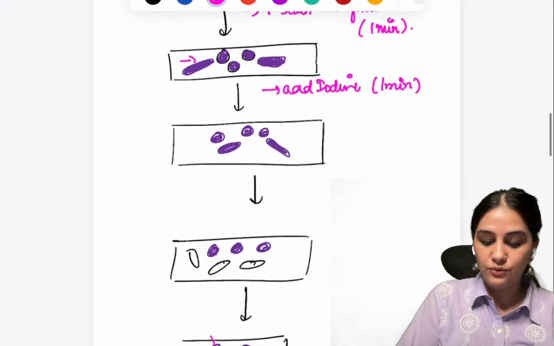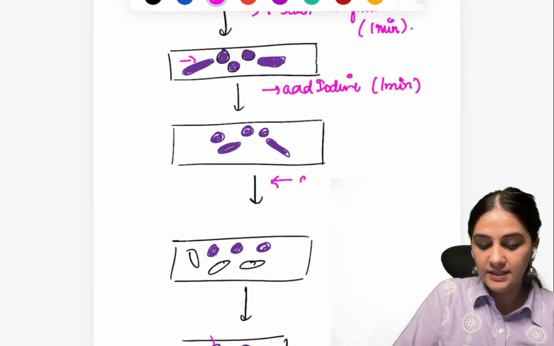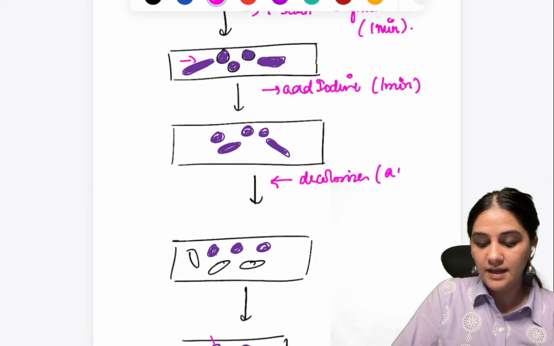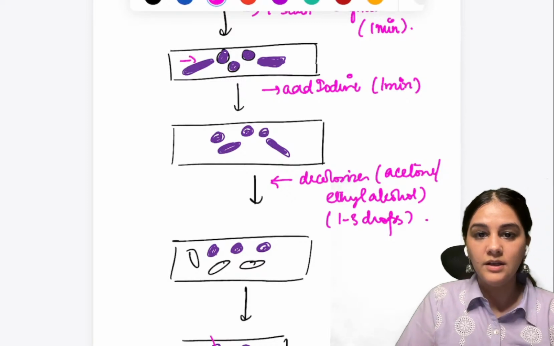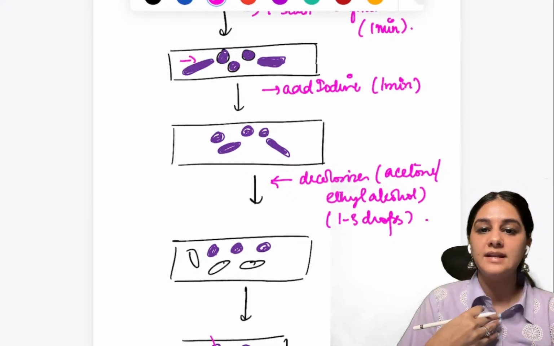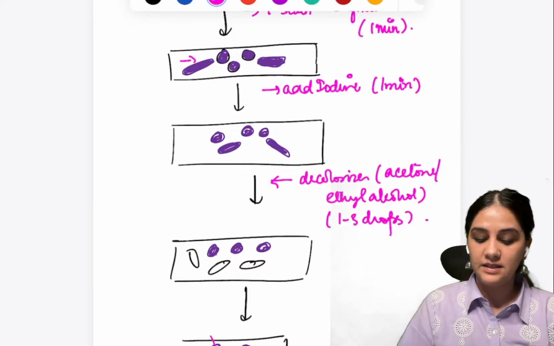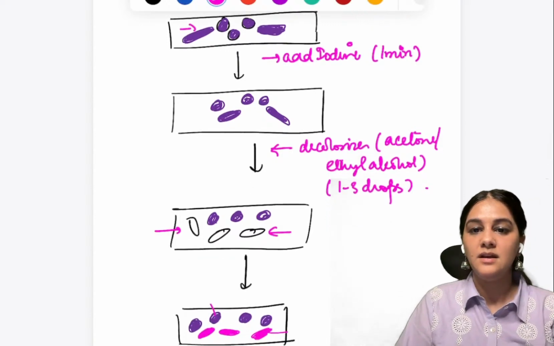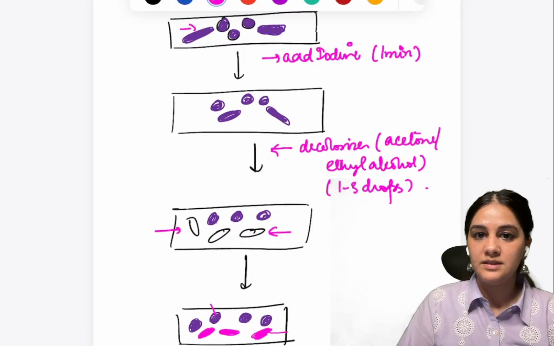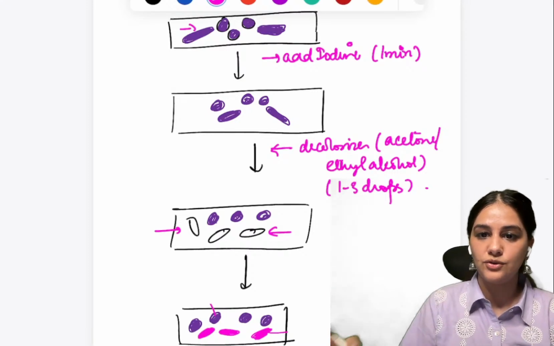So now we are going to add the decolorizer. And what is the decolorizer here? Either acetone or ethyl alcohol. Right? So we are just going to put 1 to 3 drops only here. So what will happen is all the organisms that are unable to retain the primary stain are going to be decolorized. Can you see these organisms have become decolorized because they were not able to retain the primary stain. And with the decolorizer, they are washed off now.